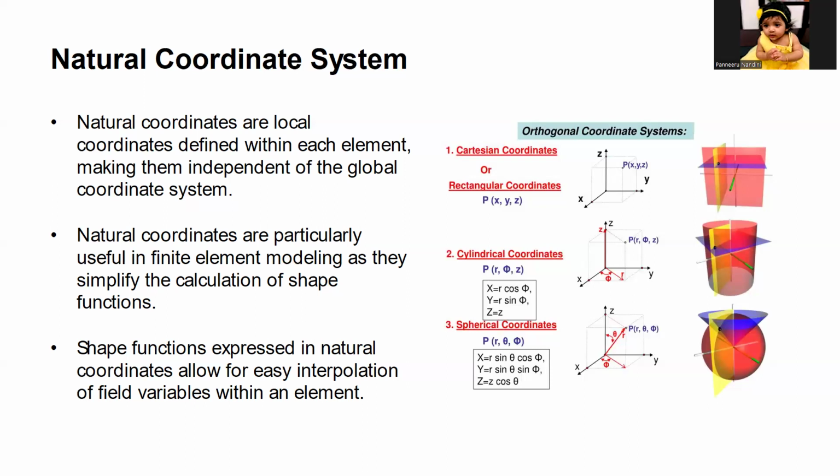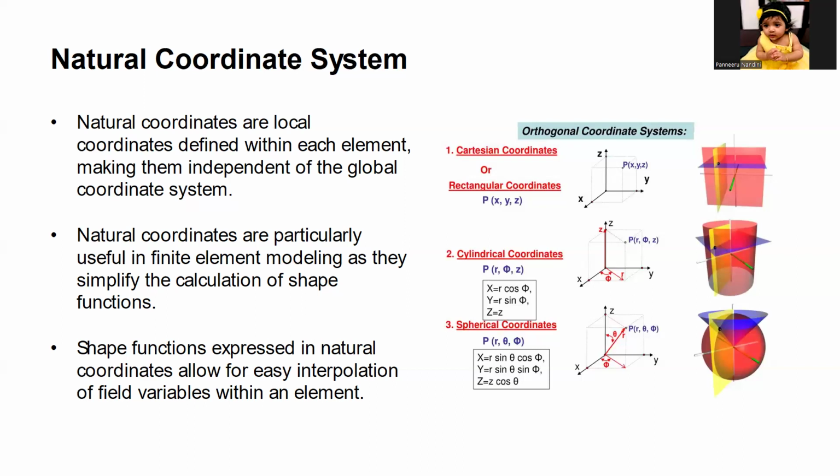Natural coordinates are particularly useful in finite element modeling as they simplify the calculation of shape functions. Shape functions expressed in natural coordinates allow easy interpolation of field variables within an element.